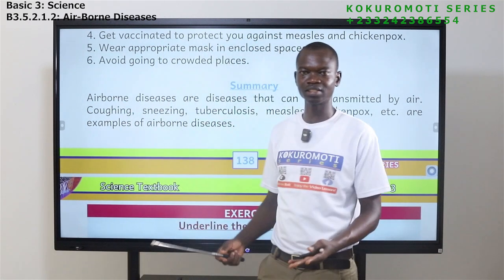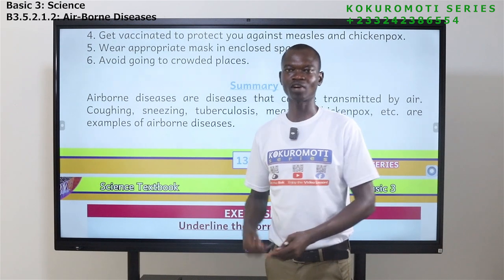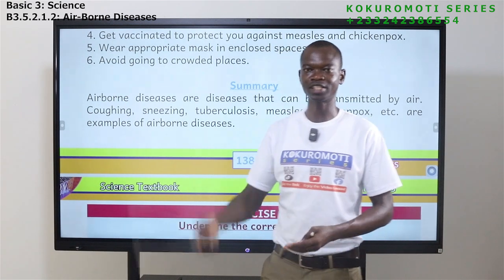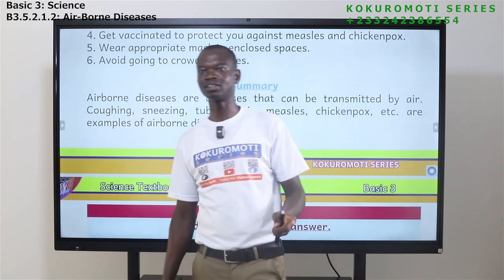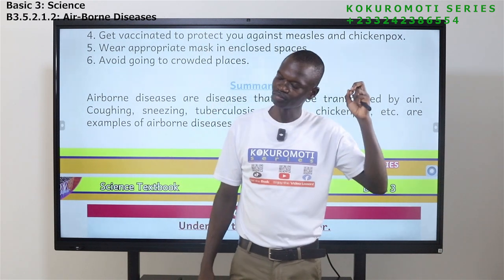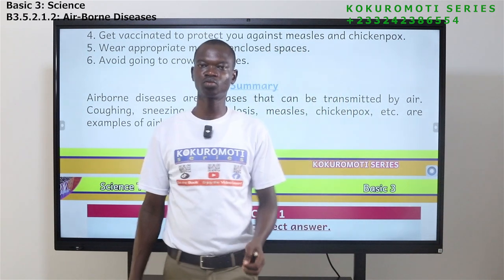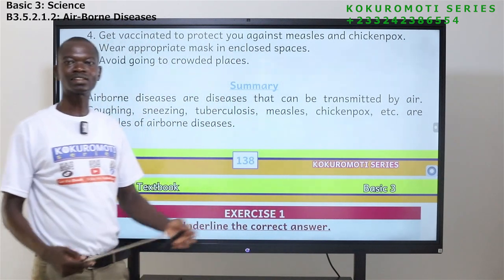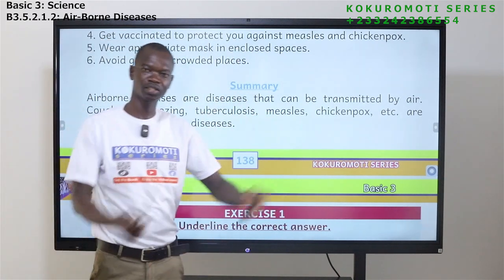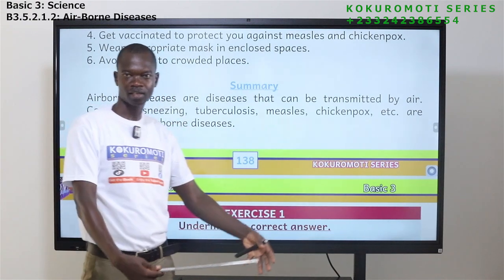Okay, we have also seen some examples of what? Airborne diseases. We made mention of common cold. We made mention of coughing. We made mention of measles. We made mention of tuberculosis. We made mention of chickenpox. So all these are diseases that can be transmitted from one person to another through air.